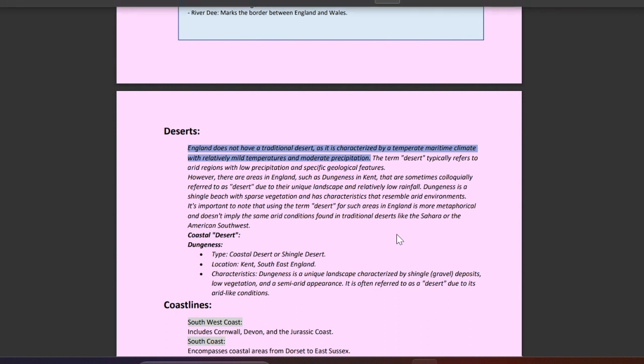However, there are areas in England, such as Dungeness in Kent, that are sometimes colloquially referred to as desert, due to the unique landscape and relatively low rainfall. Speaking about Dungeness, we can say it's a shingle beach with sparse vegetation and has characteristics that resemble arid environments. It is important to note that the use of the word desert for such areas in England is more metaphorical and doesn't imply the same arid conditions found in traditional deserts like the Sahara or the American Southwest.